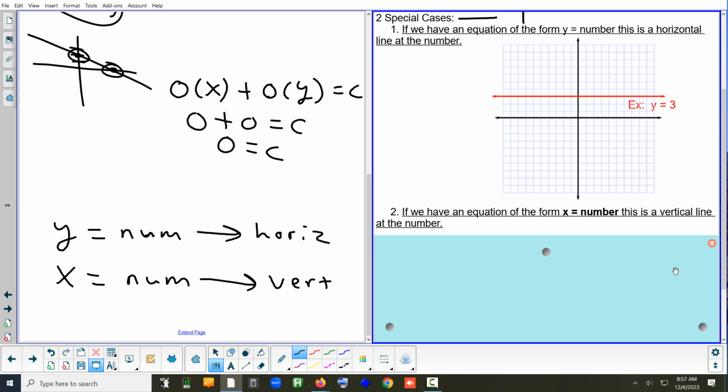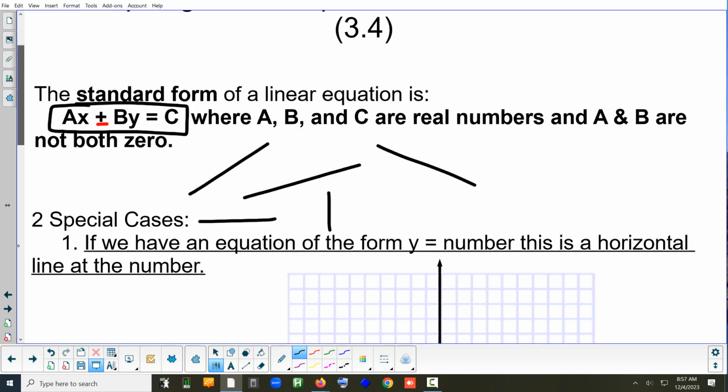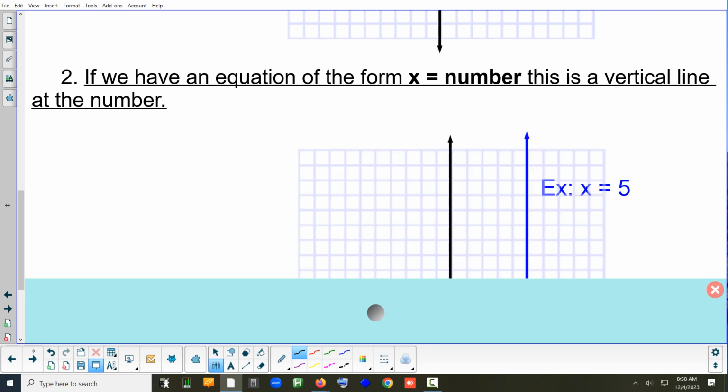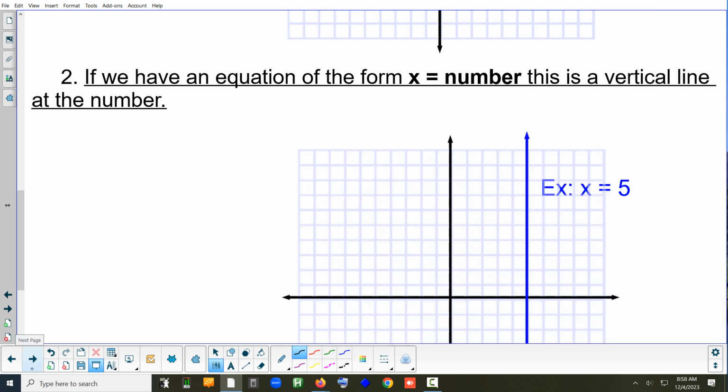And so under number 2, to the right, you want to put down, if we have an equation that's X equals a number, that's a vertical line. Okay, and where do you put the vertical line? Well, you put the vertical line at the number. So let's say it was X equals 5. Because the Y is gone, it's a vertical line. And it says the number on the other side is a 5. So it's a vertical line. 1, 2, 3, 4, 5. It's a vertical line at the number 5.